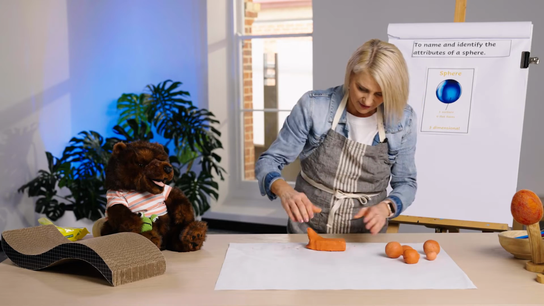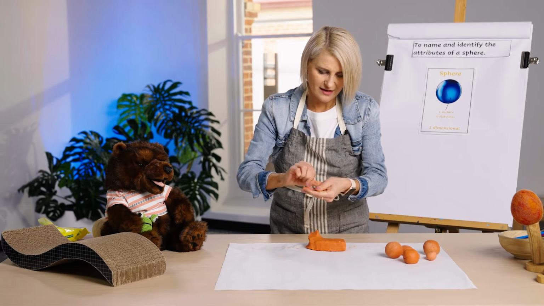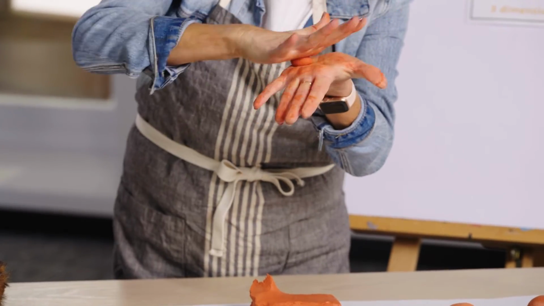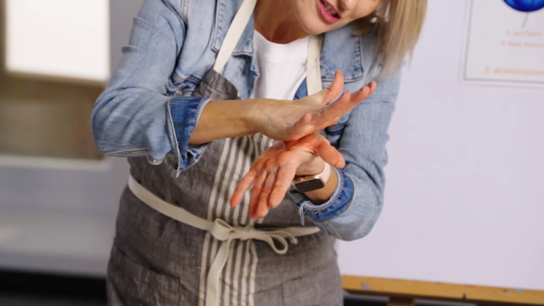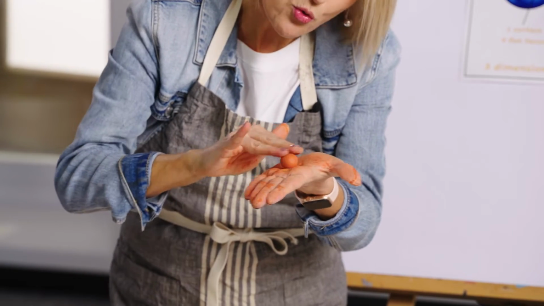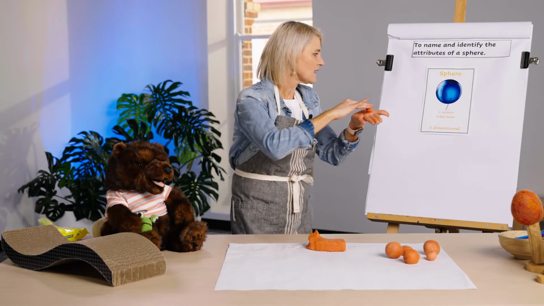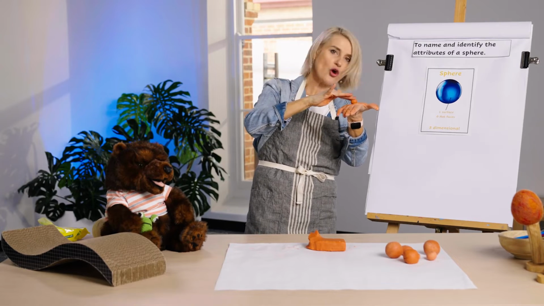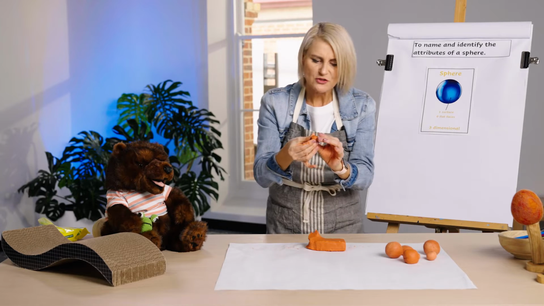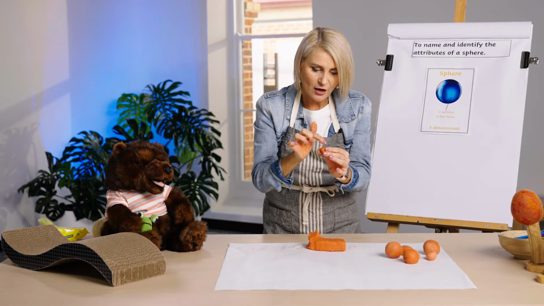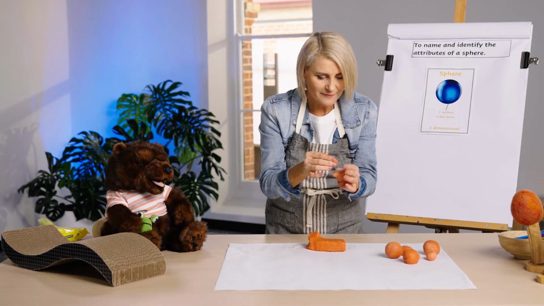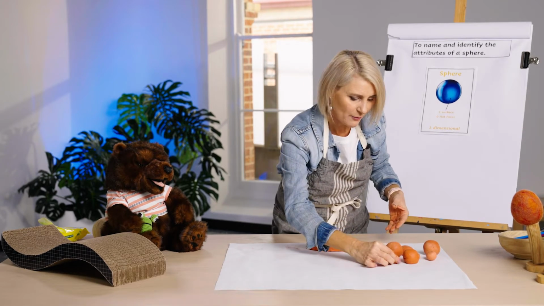I'm going to pop that there. I might make a small one here using a little bit of clay. Let's see how we go. Round and round and round and round. Ooh, a small sphere. Let's check. One surface, no flat faces, and it's three-dimensional. Remember, three-dimensional means that it has length, width, and depth. We can pick it up. That's a good sphere. I like that one.